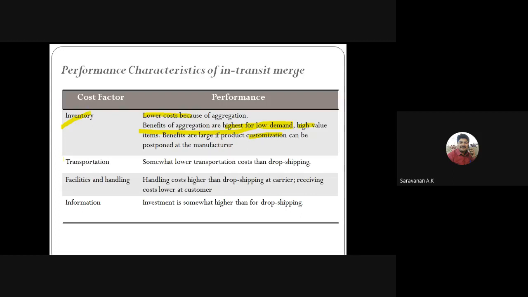If the product is shipped from the manufacturer's end to the customer's end, it may have a higher transportation cost. But in this case, the customer receives the product from the transit end, that is the in-transit merge. In-transit merge means the distance is somewhat reduced, so the transportation cost is somewhat less compared to the first one.